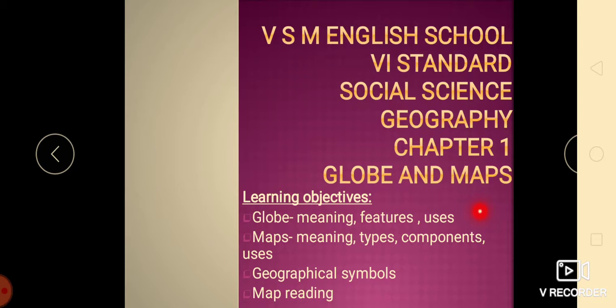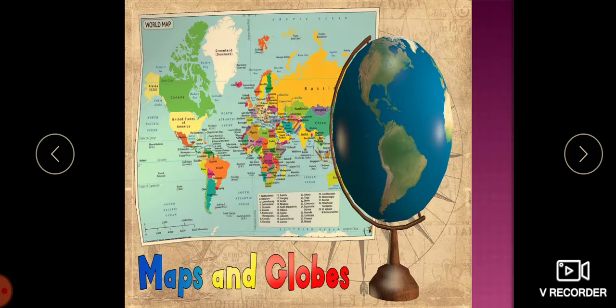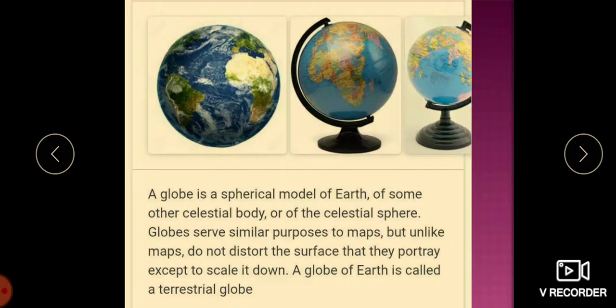The main learning objectives of this lesson are that in this chapter we'll be studying about the globe, its meaning, features, and uses; maps, what is the meaning of maps, how many types of maps there are, their components and uses; and geographical symbols and map reading. So let us know about the maps and the globes.